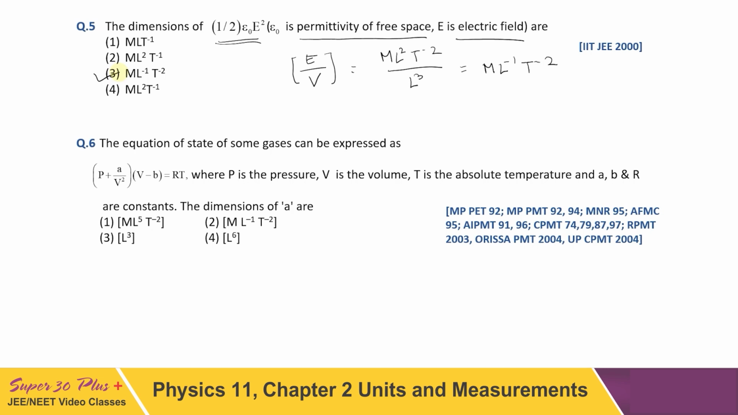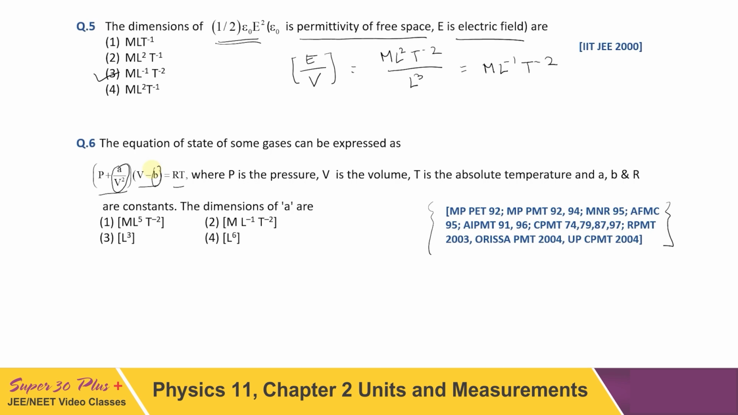Come to this question number 6. As you can see, in these many years and these many exams it has appeared. The equation of state of some gases can be expressed as (P + A/V^2)(V - B) = RT. Now the ideal gas equation we all know, that is PV = nRT, and here one term A/V^2 is added to P, another term B is subtracted from V. So this is actually the real gas equation, right?